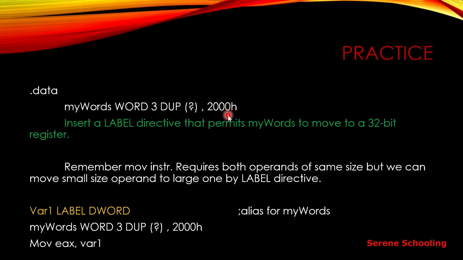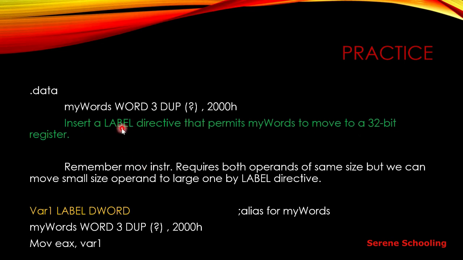So through this statement, this is my problem: I have to insert a label directive that permits my words, that is the name of the variable, to move to a 32-bit register. It is basically saying that we have to move this my words number, that is this 16-bit number, into a 32-bit register. And we know that the move instruction requires both operands of the same size. So how can we do this? We can do this with the help of the label directive.